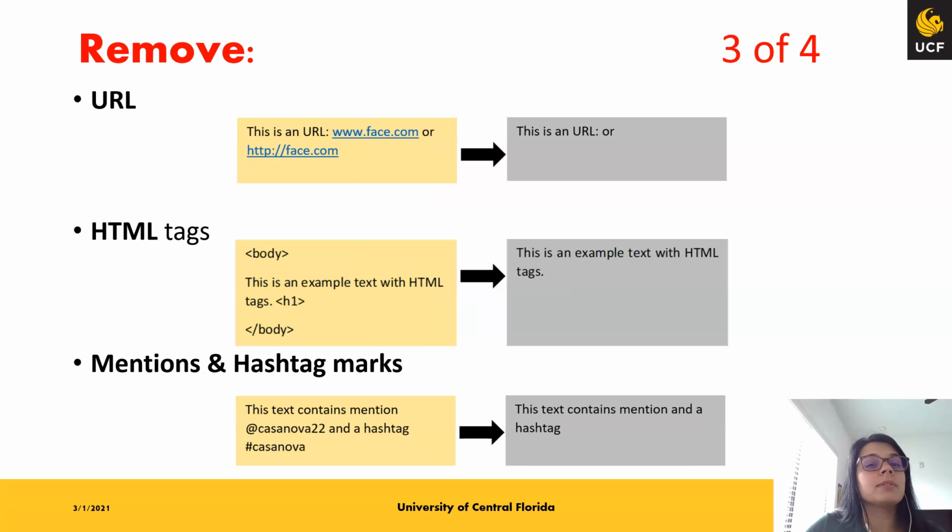URLs and HTML tags should also be removed. They do not provide much information, but if you need them, you can just do the same thing as we said before. You can include them in another column of the data frame or export to some other data frame or file. Mentions and hashtags, those are very common in our data set, and they must be removed because they don't provide any important information about the text. But again, if needed, they can be extracted and saved in another column of the data set.